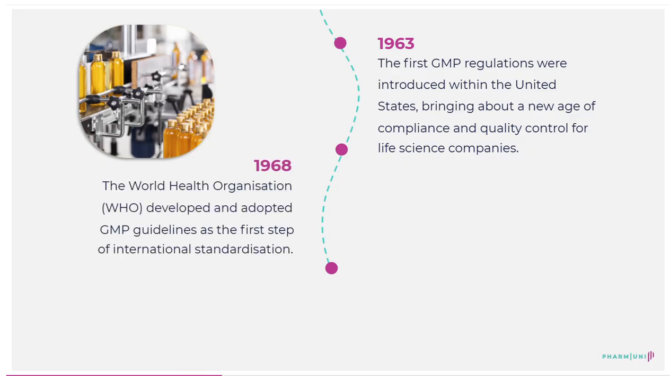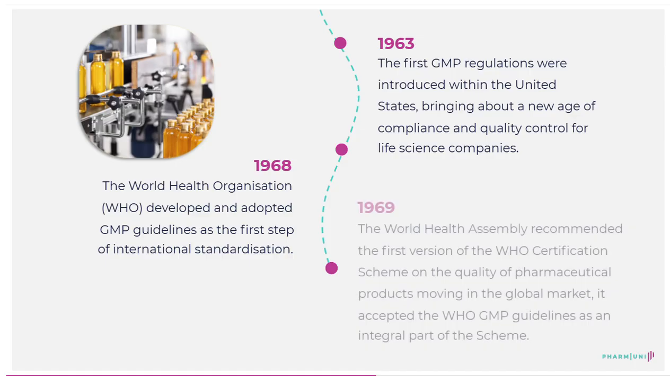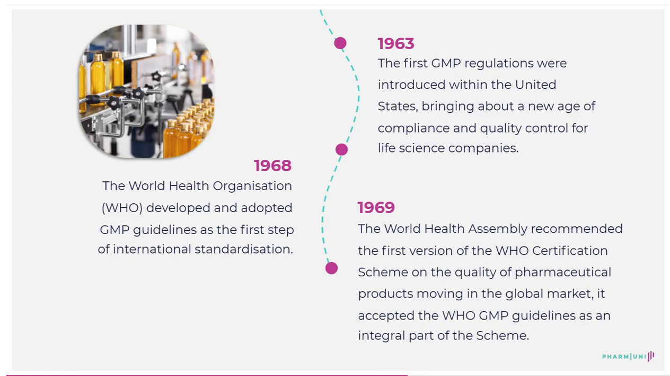In 1968, the World Health Organization, WHO, developed and adopted GMP guidelines as the first step of international standardization. And in 1969, the World Health Assembly recommended the first version of the WHO certification scheme on the quality of pharmaceutical products moving in the global market. It accepted the WHO GMP guidelines as an integral part of the scheme.